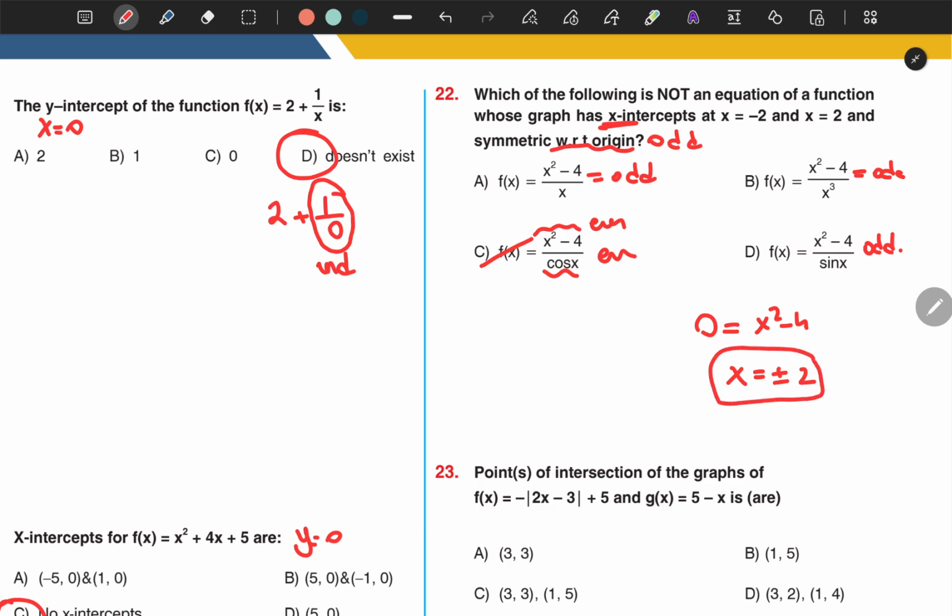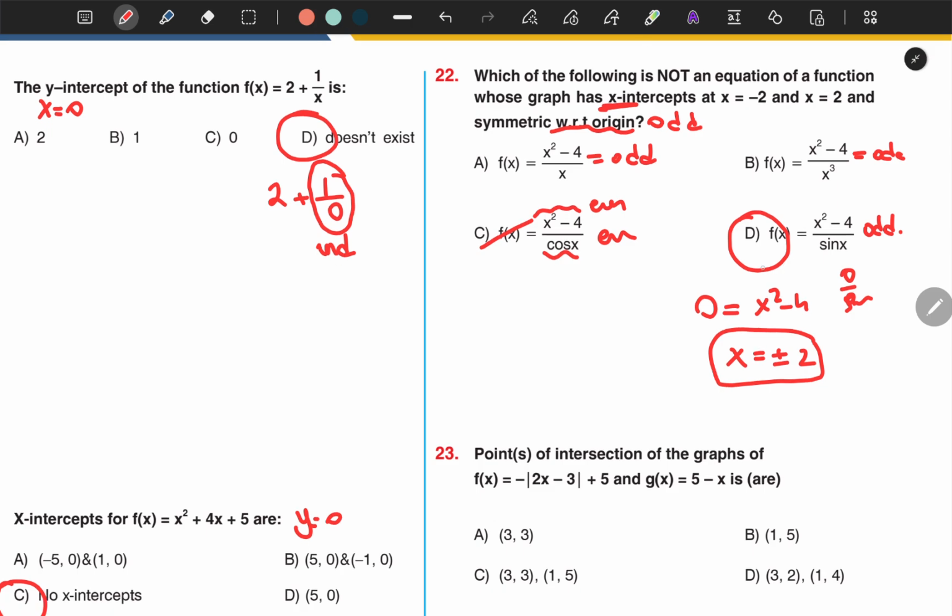So which one is not the equation of the function? So it is odd. When I replace 2 here, it will be what? 0 over sine x, negative 0 over sine x. So because of this, it will be my answer.